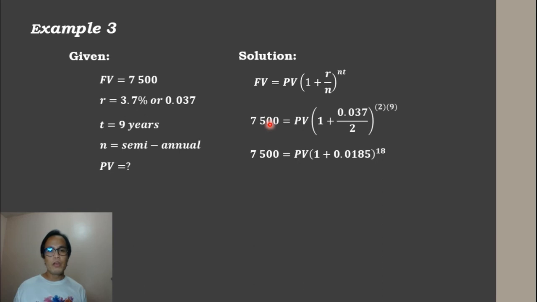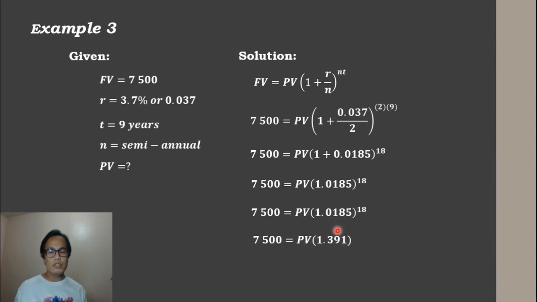So for the result, we simply copy 7,500, which is equal to the present value times the quantity. 0.037 divided by 2 is 0.0185. Then 2 times 9 is 18. Then we add 1, and that would give us 1.0185. Then we raise this number to 18 by using our calculator. That would give us 1.391. So we copy 7,500, which is equal to the present value, which is unknown.